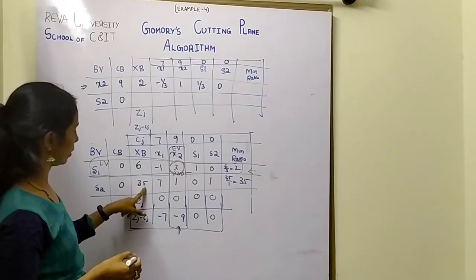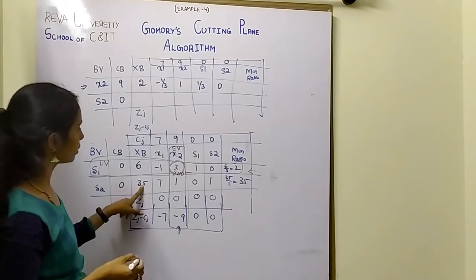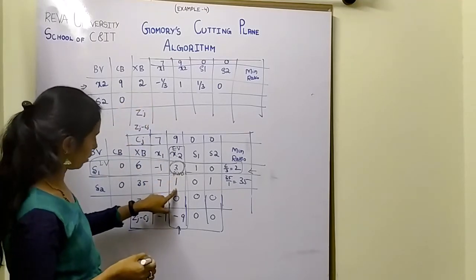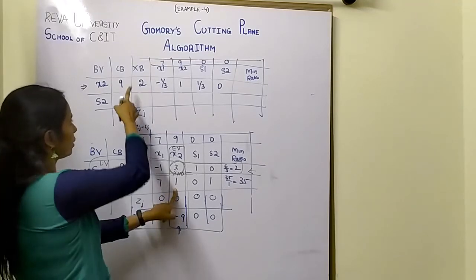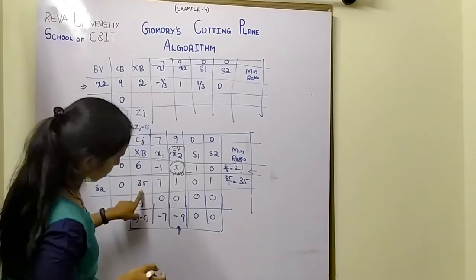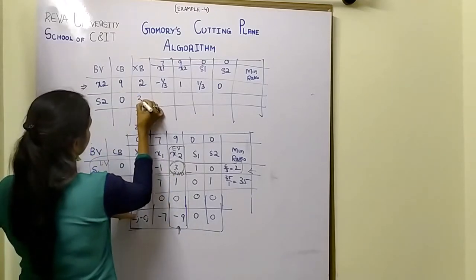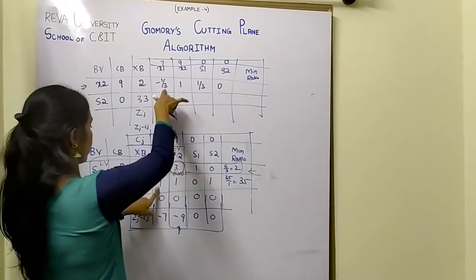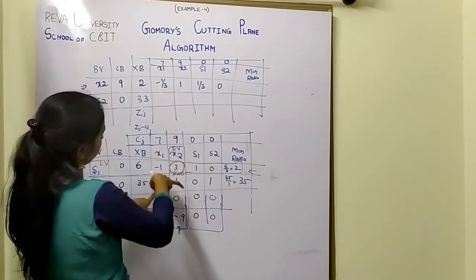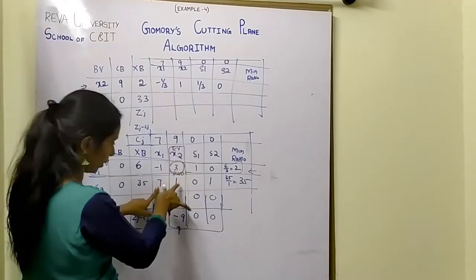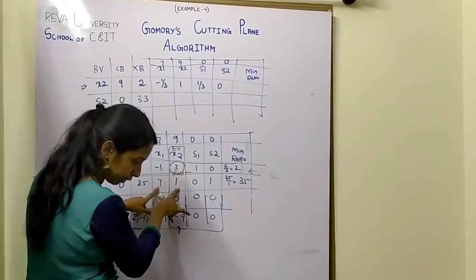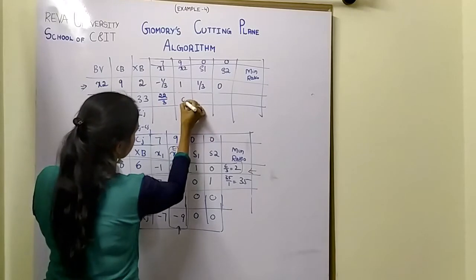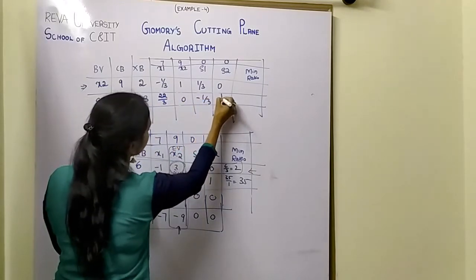Next, find out the values for this: old value minus new value into the value in the entering column. So 35 minus 2 into 1 gives you 33. Next, 7 minus minus 1 by 3 into 1, so you will get here 22 by 3. Then you will get 0 here, minus 1 by 3 here, and 1.